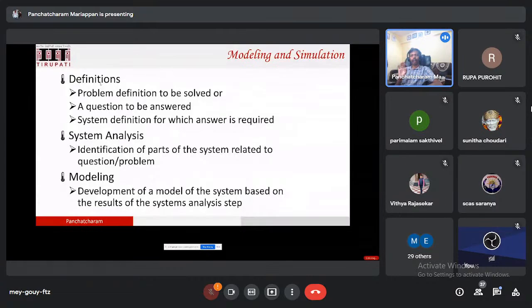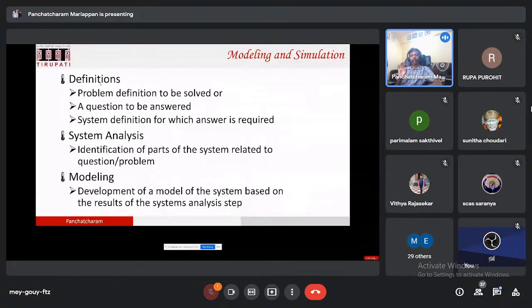So the identification of the part is done. Similarly, if I have a headache, then I understand there is some problem in my health or stress or something, so you have identified that. That is the identification of the parts of the system related to the question or problem that you have identified.